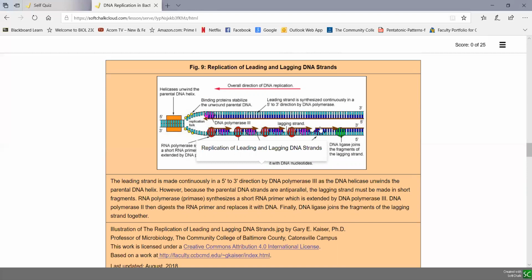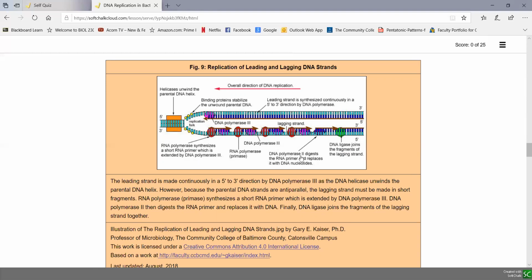This, as it unwinds, has to be made in short segments. Then this has to be made in short segments as it unwinds some more. So it starts out by putting in RNA nucleotides for each segment using the RNA polymerase or primase. Then DNA polymerase starts adding DNA nucleotides. So the red are the RNA primers, the blue are the deoxyribonucleotides. And so these fragments are made in that manner.